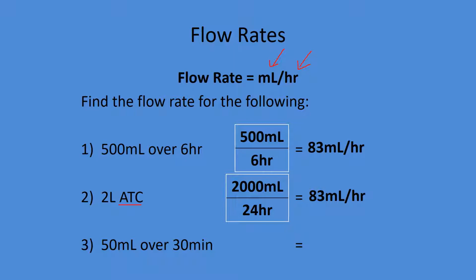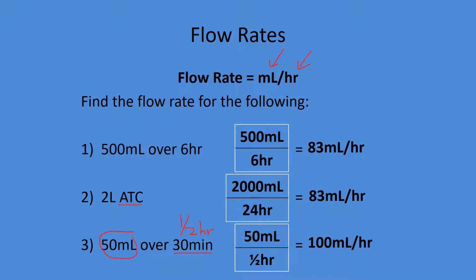And for the last example, 30 minutes. Well, how many hours is that? Yeah, it's just a half hour. So 50 mLs over a half hour. The flow rate's going to be 100 mLs per hour. The patient's only getting 50 mLs, but the rate is 100 mLs per hour.